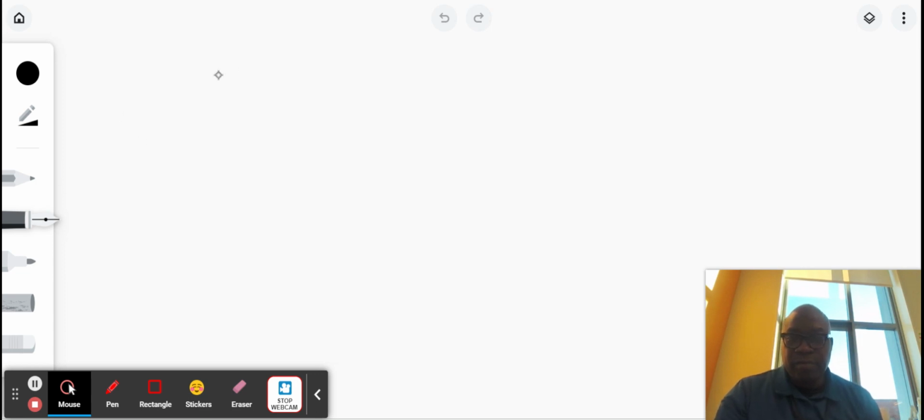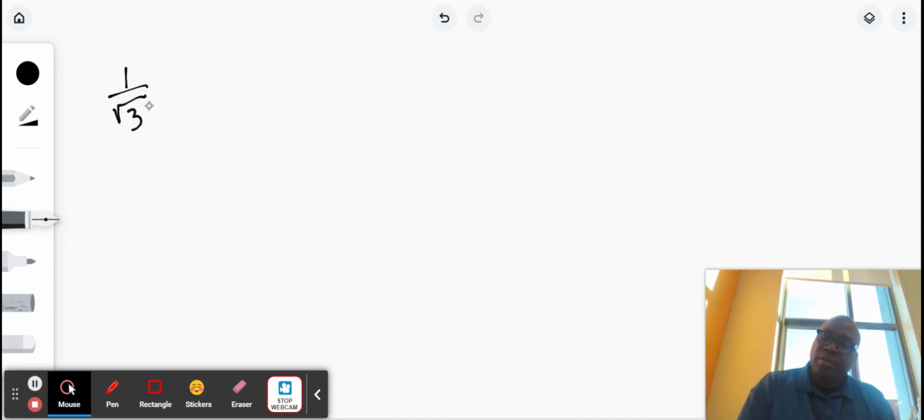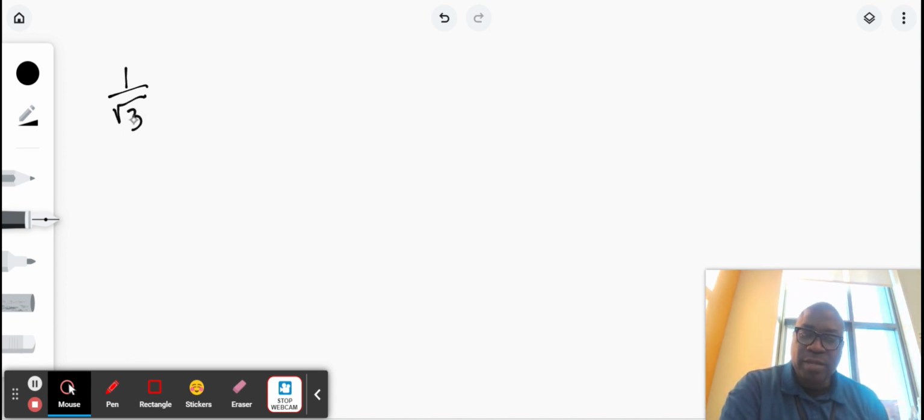Sometimes when we are simplifying radicals, we may end up with a radical, for example, like 1 divided by the square root of 3. In this case, this term is not in its simplest form because we do have this square root sign at the bottom. So we would need to rationalize this. How do we do that?